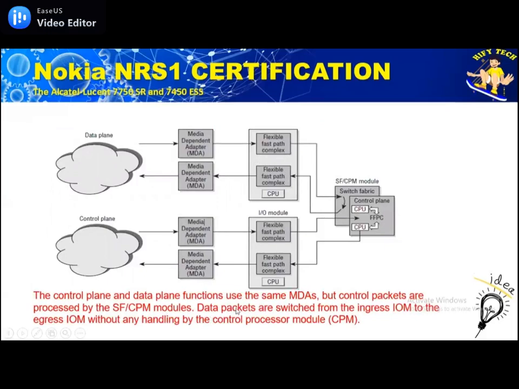The control plane and data plane function use the same MDA. As you can see, both go through the same MDA, but the control packet is processed through the SFCPM module. That's why they call it SFCPM. SF is for data and CPM is for the control module. Data packets are switched from the ingress IOM. So the progression will be data coming to the MDA, then the IOM, then if it's data, it will go to the switch fabric, and if it's control plane, it will go to the CPU.